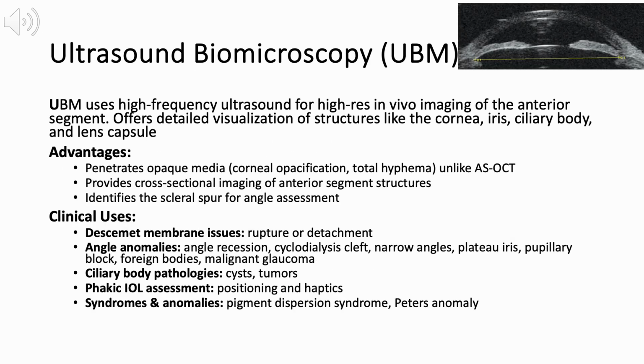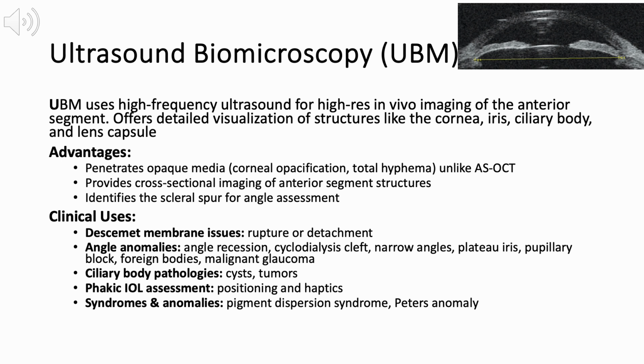Ultrasound biomicroscopy, or UBM, utilizes high-frequency ultrasound to provide high-resolution in vivo cross-sectional imaging of the anterior segment, including the cornea, iris, ciliary body, and lens capsule. Unlike ASOCT, UBM can penetrate opaque ocular media, such as dense corneal opacities or total hyphemas, offering a diagnostic edge in certain challenging cases. It is particularly effective at visualizing the scleral spur, a key landmark in angle anatomy, which makes it invaluable for angle assessment.